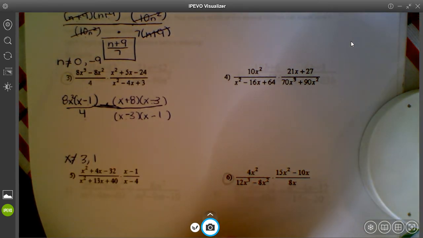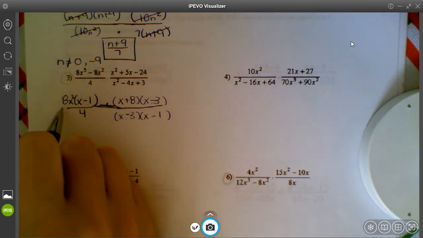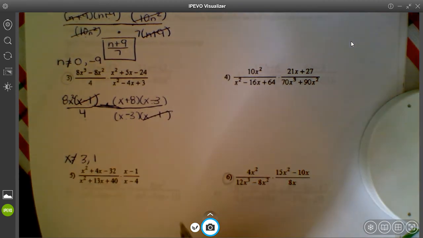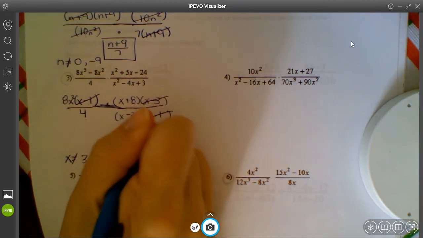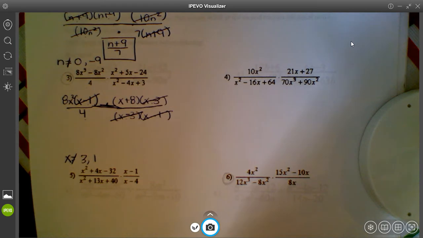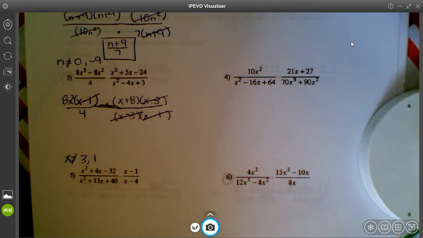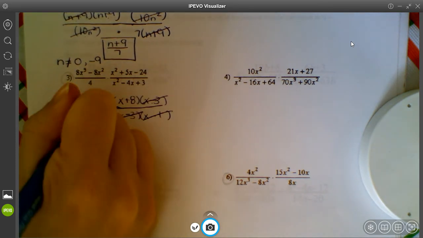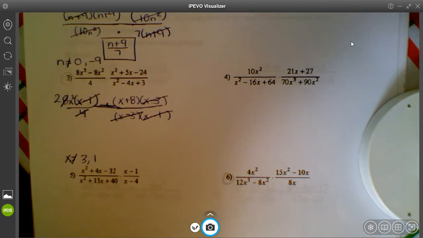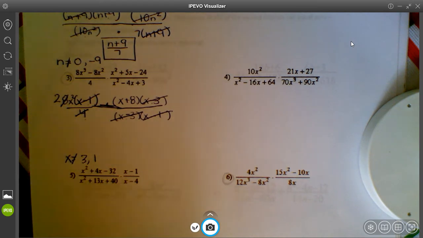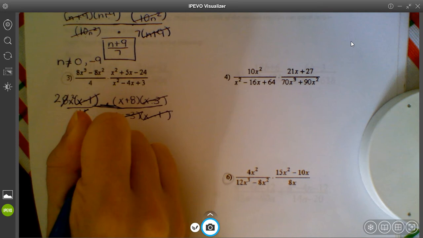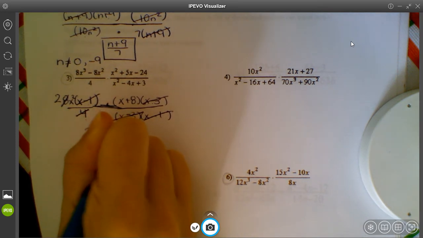Now I'm going to eliminate what I can eliminate top and bottom wise. So on the top over here, I have an x minus 1, goodbye. Bottom, goodbye. An x minus 3 on top and bottom here and here, goodbye. And then I have some monomial stuff going on here. So 8 divided by 4. So the 4 gets to go away and the 8 becomes a 2. That's just regular fraction math. So everything that's left is a 2x squared times x plus 8.